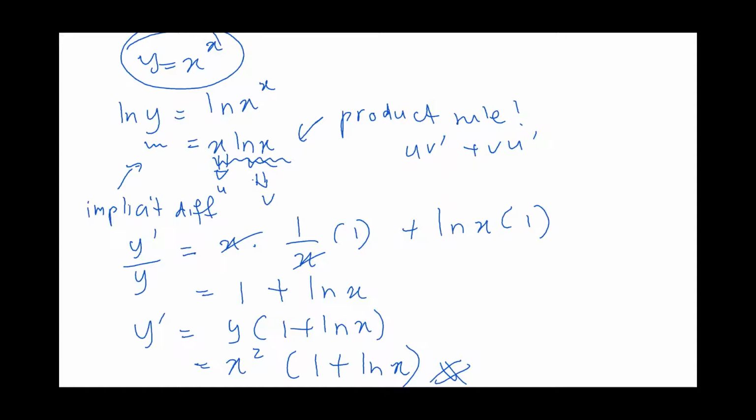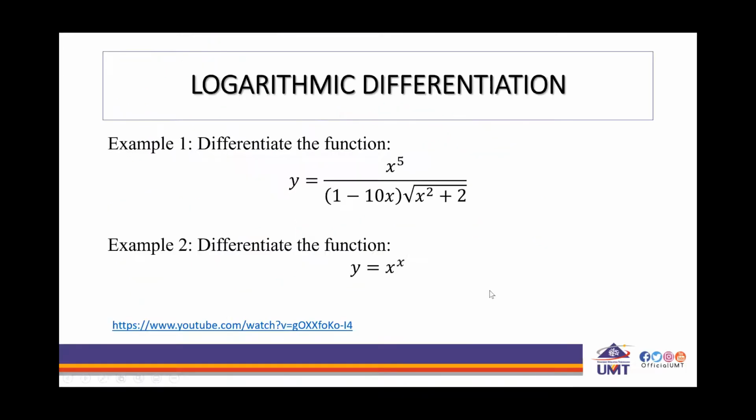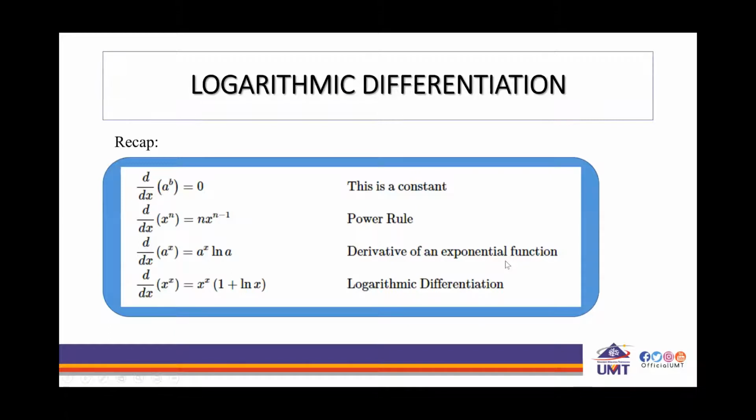So now, continuing with the slide from before, we managed to answer this type of question. Now a recap on logarithmic differentiation. The derivative of a to the power of b is equal to 0. This is a constant because there is nothing involving x here. The second one, d of x to the power of n over dx, is obviously n x to the power of n minus 1. This is called the power rule.